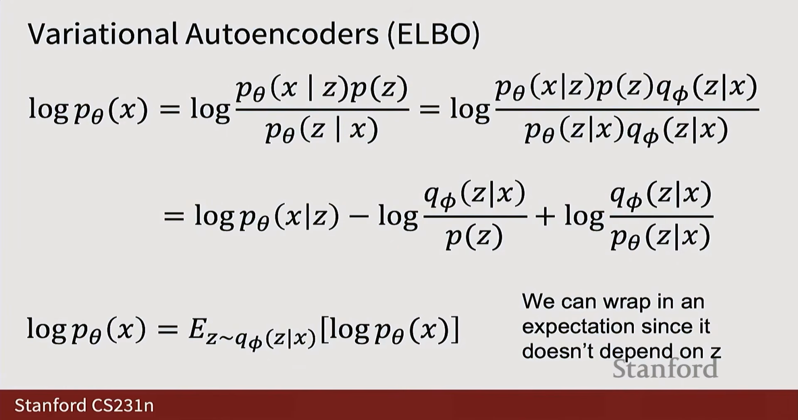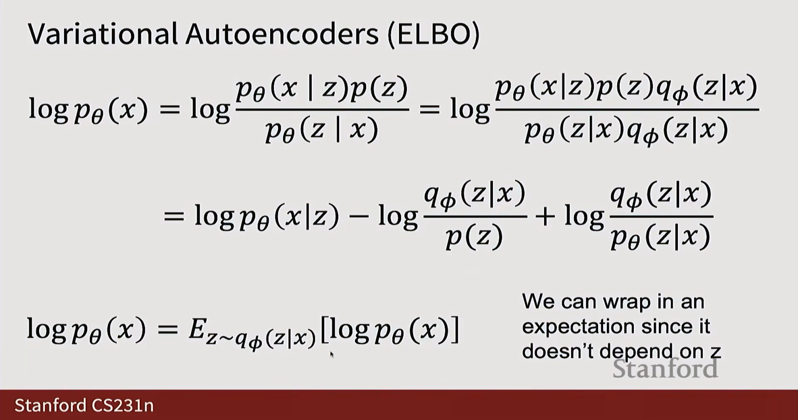And if you have something that doesn't depend on z, you can always wrap an expectation over z of that thing. So in this case, we know that this is a p of x. We can always feel free to wrap an expectation of z sampled according to any distribution that we want of p of x. And because that internal thing does not depend on z, this is always true for any distribution that we might choose to take this expectation over.